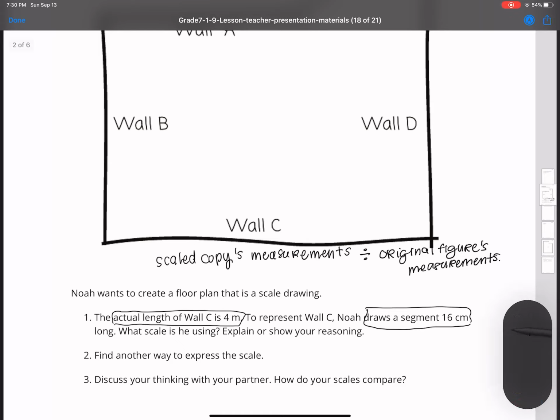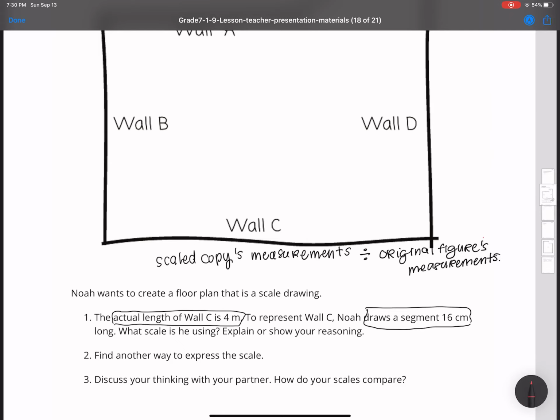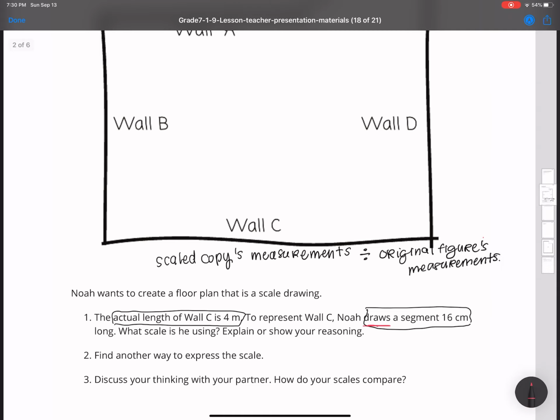If you guess 16, you are absolutely correct. Why 16? Because 16 is the drawing. The question indicates that Noah draws, and I'm going to underline that. Noah draws a segment that is 16 centimeters. So it'd be 16. Then the actual would be 4. If I was to divide that, then my scale factor would be, in fact, 4. Okay?